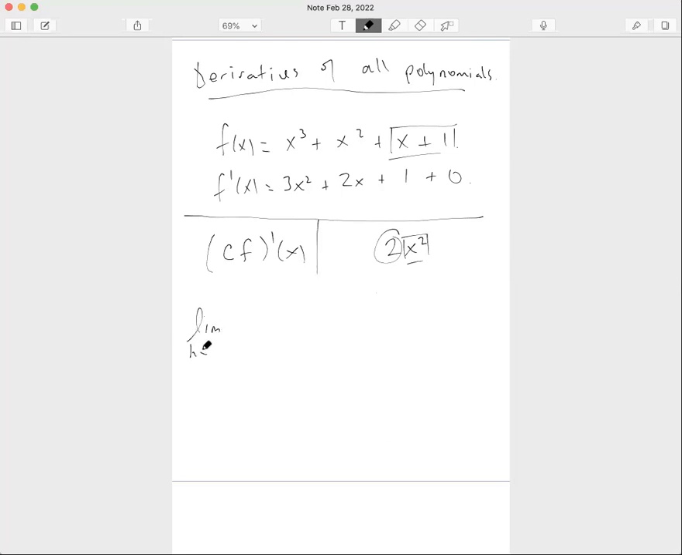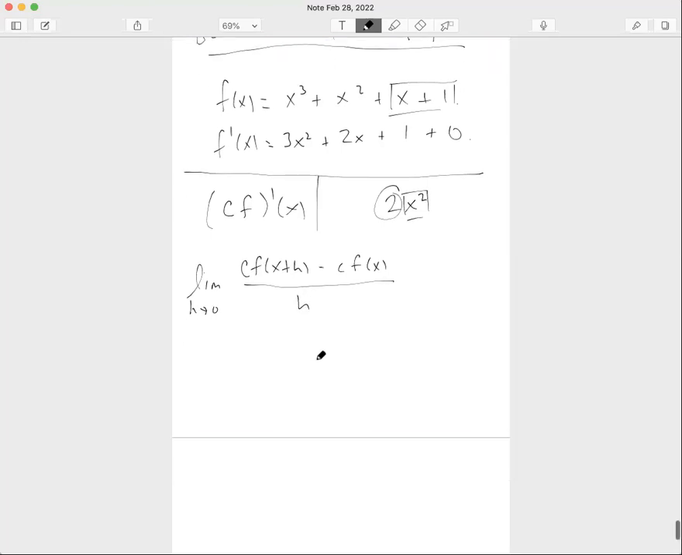Just to show the proof, it's not complicated. You can tell me what you need to do. I have cf of x plus h minus cf of x, where c is a constant number, over h. What can you do in that limit? You can factor it out. Exactly. Then what's left? You're left with the derivative.